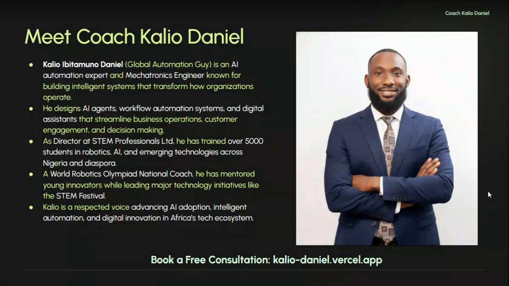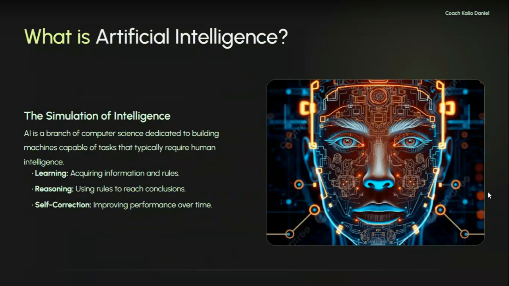So we're going to be starting with: what is AI? What is artificial intelligence? Why is it very critical for you and me to understand it at this time? What does it really mean? AI is a branch of computer science dedicated to building machines that are capable of tasks that typically require human intelligence. In simple terms, it is machines trying to behave as though they are humans.